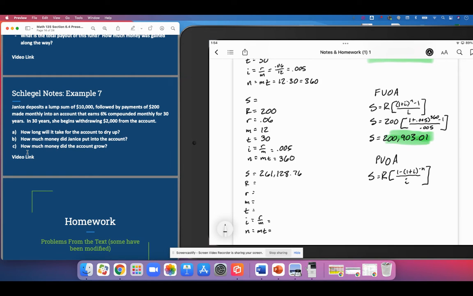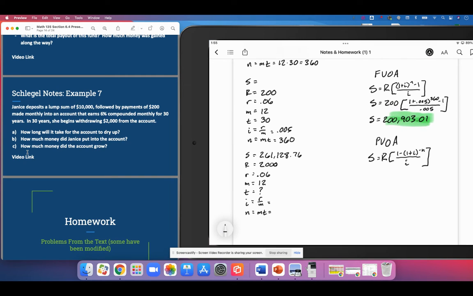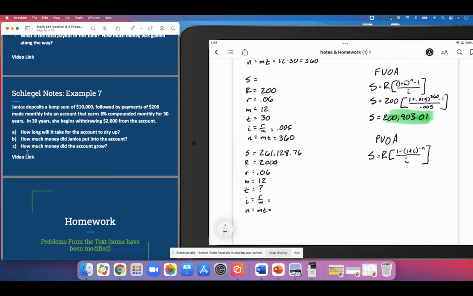She wants to withdraw, so payments coming out of the account of $2,000 each month. And the rate is going to continue to be 0.06. The M is still going to be 12. The T is what we're looking for. We don't know how long this account is going to last. And so our R over M is still going to be 0.005. And MT is going to be 12 times the number of years.